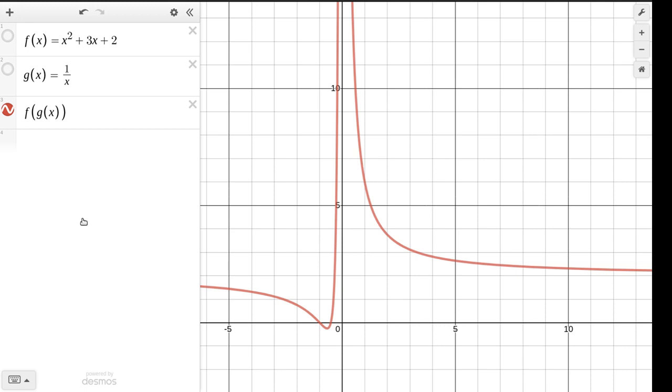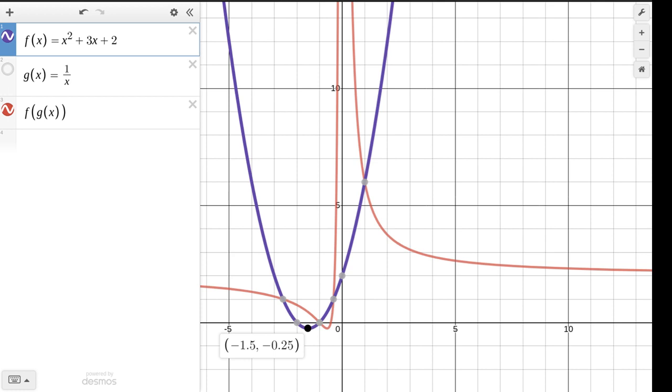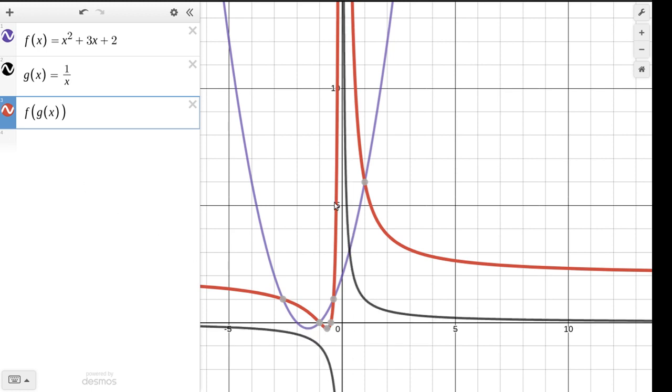I hope you can see that the domain restriction of g is still here in the composition, and the output restriction of f is still there. We still get that minimum. Shift it over a little bit, but it's still the minimum value. And that hole where x can't be is still there.